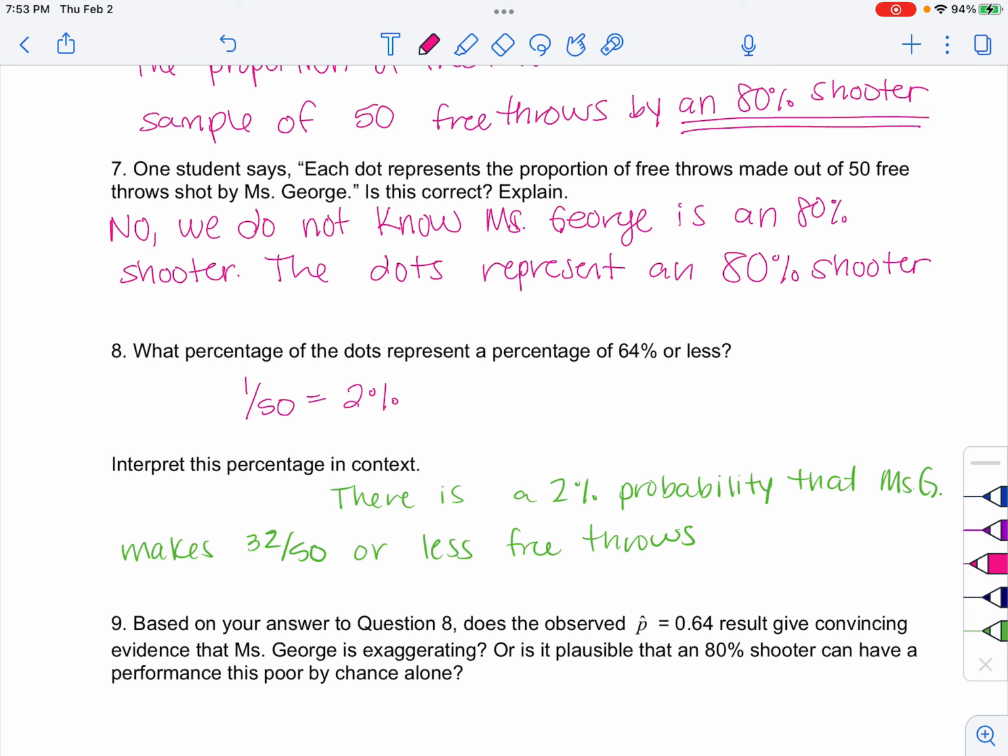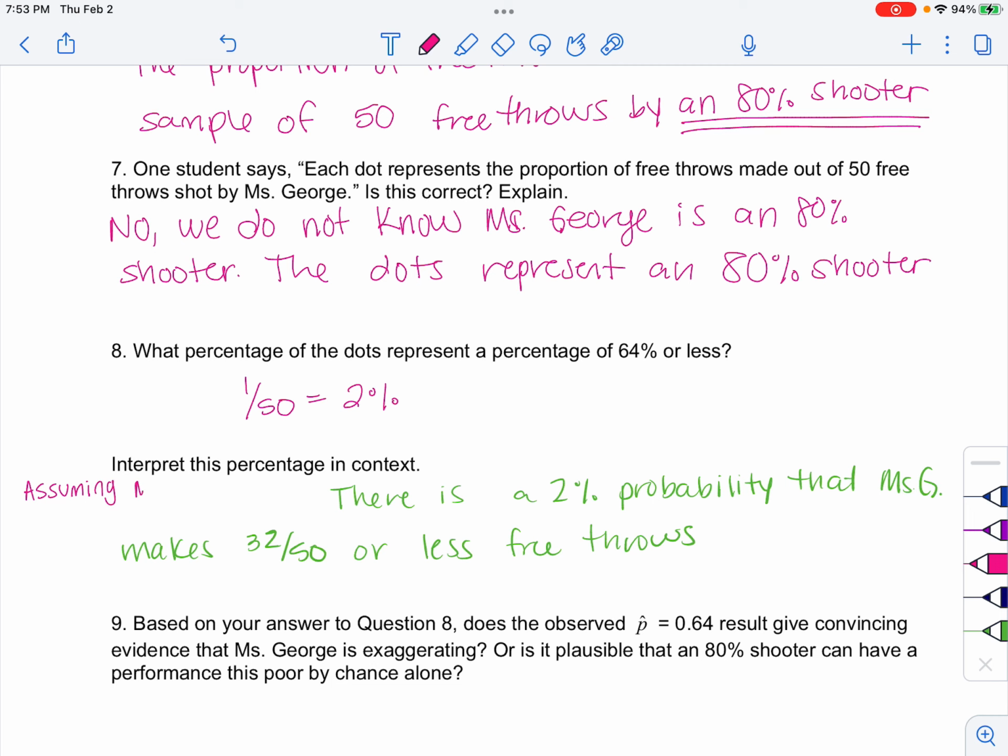Okay, this is something really important. If you're not quite understanding dot plots and data, you need to come ask some questions. But I want to add some more to make this interpretation even better. So first off, it's not just a 2% probability that I make 32 out of 50 shots or less. Because remember, as we said in question 7, these dots don't necessarily represent my shots. They would if we assume that I am an 80% shooter.